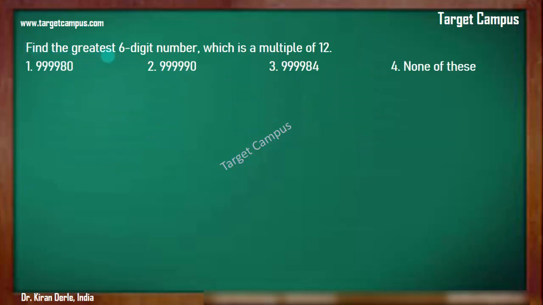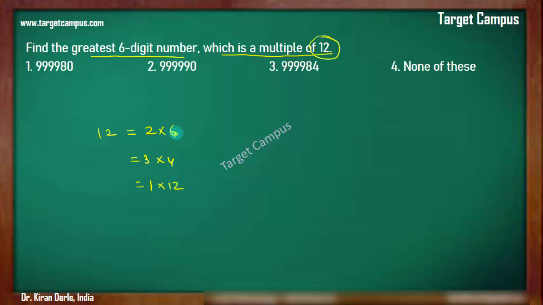Okay, find the greatest 6-digit number which is a multiple of 12. Now, the greatest 6-digit number which is a multiple of 12. As we have seen in the concept video of divisibility of composite numbers, 12 can be written as 2 into 6. 12 can be written as 3 into 4. 12 can be written as 1 into 12.